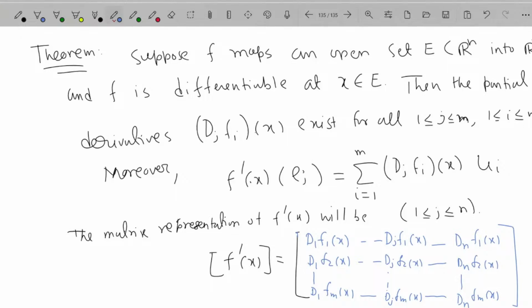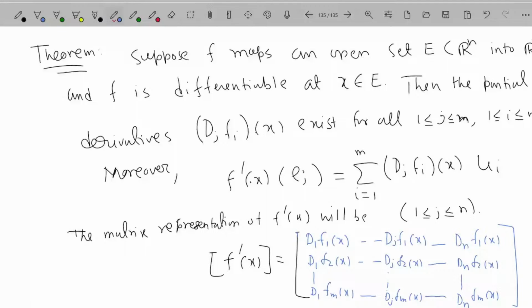The way we define partial derivative, for the component functions, the partial derivative exists. So we are not defining the partial derivative of F at a point, but the partial derivatives of the components of F for the different variables. And the total derivative of F at a particular point can now be represented using the partial derivatives of the components. And this is the relation.